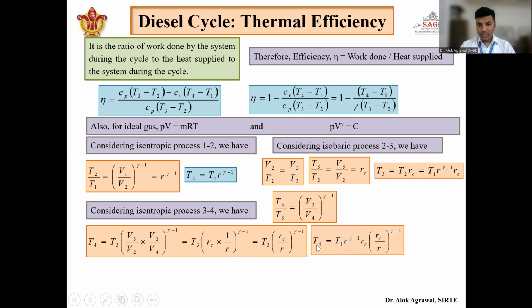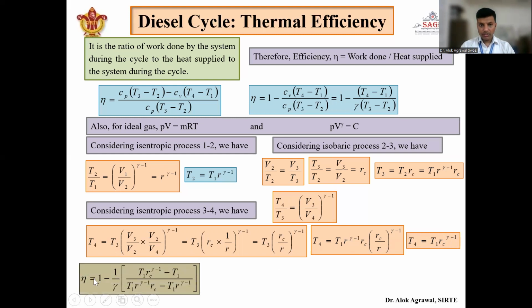From here, we have just seen that T3 is T1 r to the power gamma minus 1 into rc. So replacing this T3, we can write T4 in terms of T1, that is T1 r to the power gamma minus 1 rc in bracket, rc upon r to the power gamma minus 1. Once we open this bracket, we get T4 is equal to T1 rc to the power gamma, because r to the power gamma minus 1 in the denominator and in the numerator cancel each other.